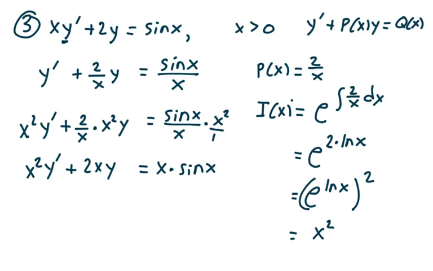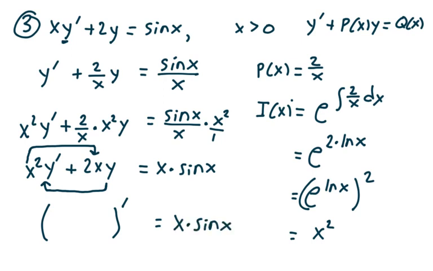So I hope that's okay. Now, watch what happens. The derivative of y is y prime. The derivative of x squared is equal to 2x. So remember, this is the derivative of some product equal to x times sine of x. But the question is, what goes inside here? Well, I need to borrow y from the second term, and I'm going to borrow an x squared from the first term. So this is the derivative of x squared times y, like so.